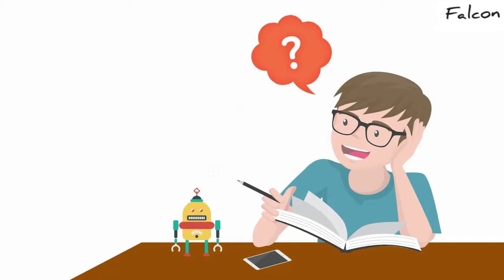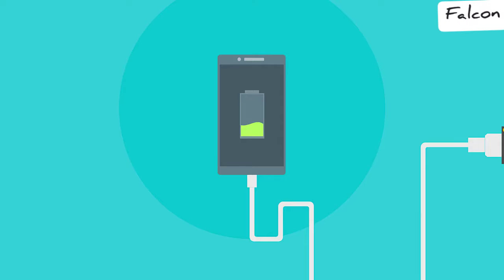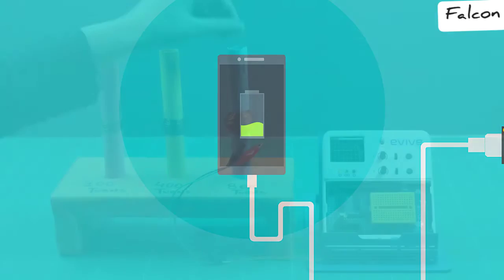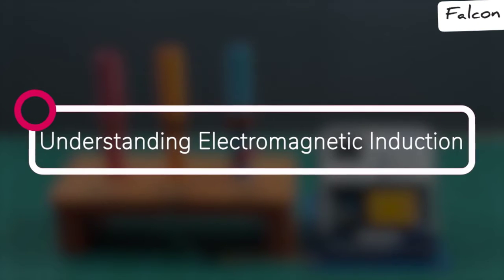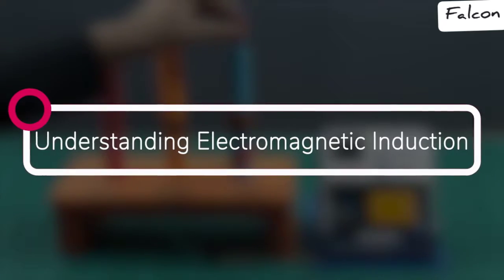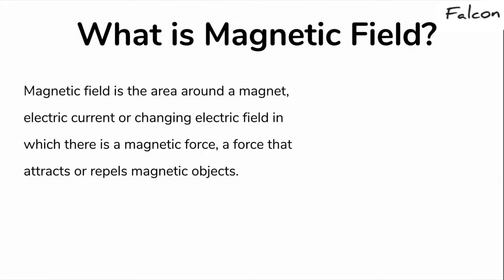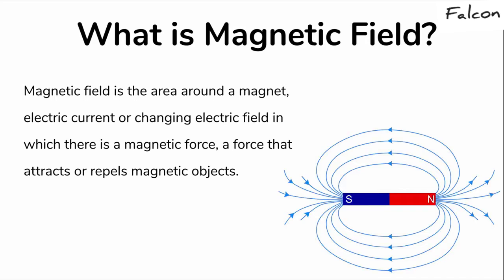Have you ever wondered how the electricity that powers up the lights and charges your phone is generated? Today, we are going to learn about the underlying concept that lights up the entire world, electromagnetic induction. Let's begin by understanding what is the magnetic field.